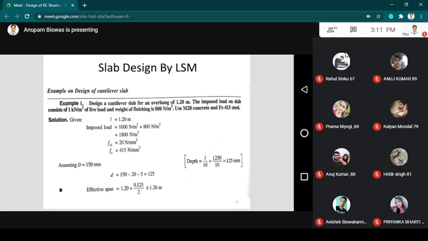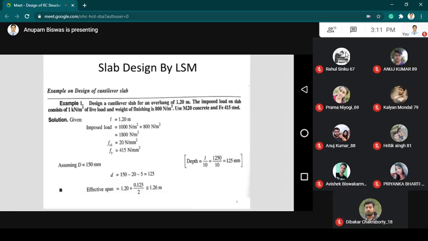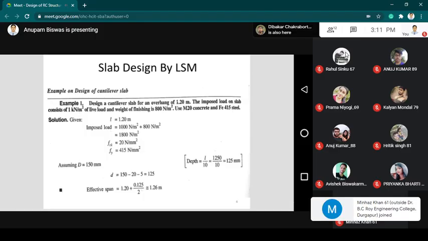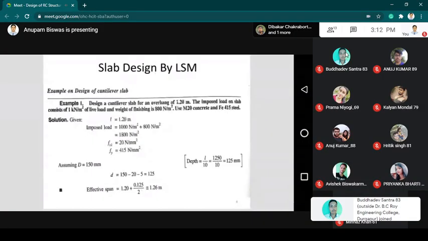Before we begin, we have to first take out the total imposed load, that is 1 kilonewton, means 1000 newton per meter square, plus 800 finishing load newton per meter square. So total imposed load comes as 1800 newton per meter square. fck is 20 and fy is 415. Now assuming the depth of around L by 10, we will get around 150 mm, and effective depth we have considered as 125.